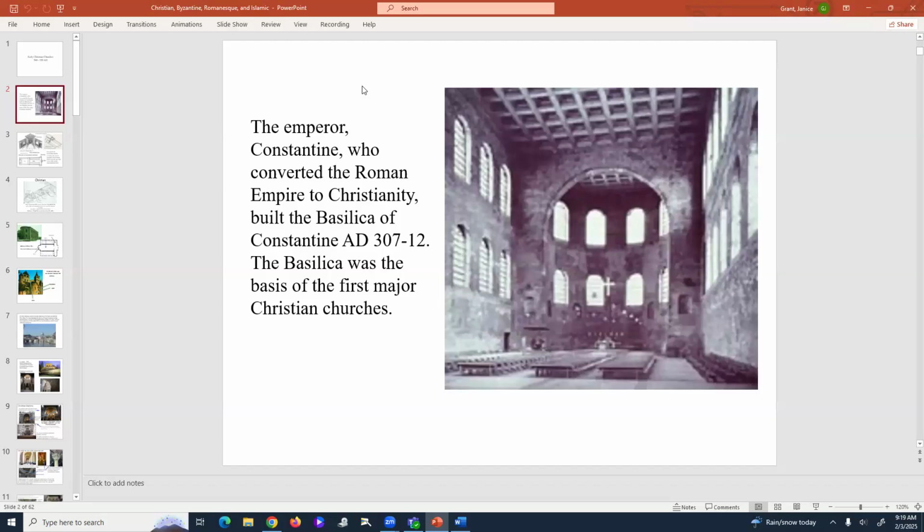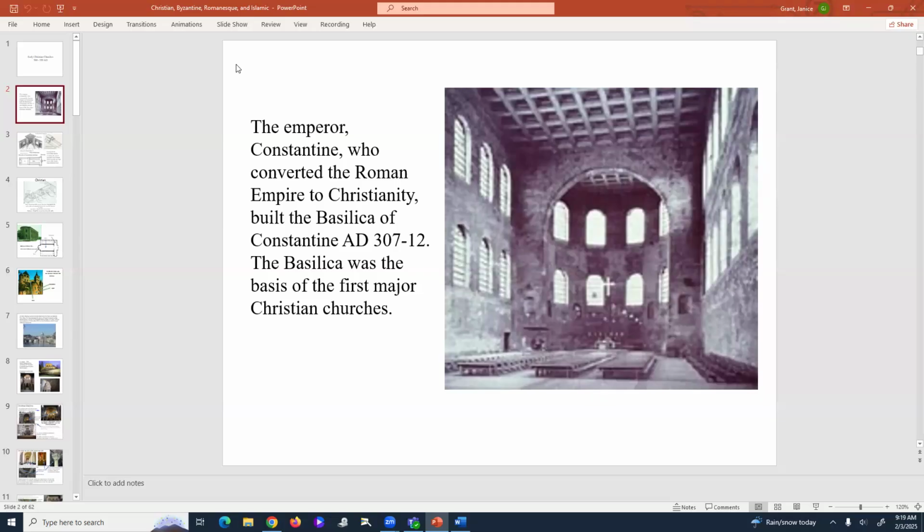emperors like Constantine started to convert Romans to Christianity, and now we're seeing these churches develop, like this one in 307. The Basilica was the basis of the first major Christian churches. So we're going to take a look at the makeup of that and how that developed over time.